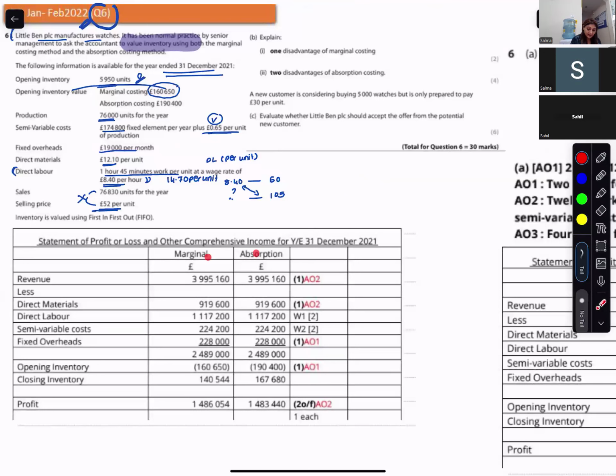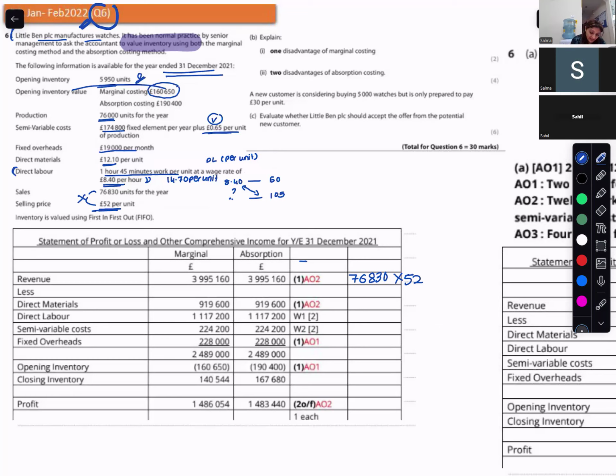Yes. Okay, fine. Now, when I'm talking about revenue, how will you get the revenue? You multiply the selling price with the sales. 76,830 multiplied by 52. It gives you 3,995,116.